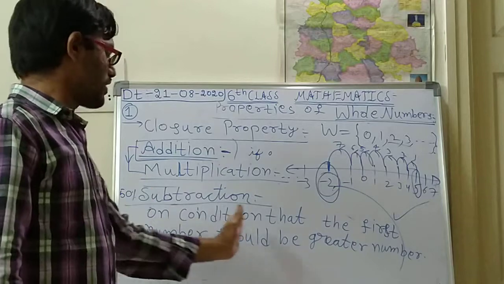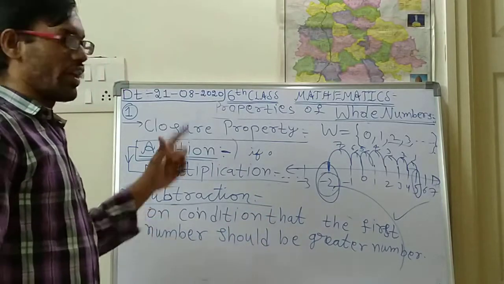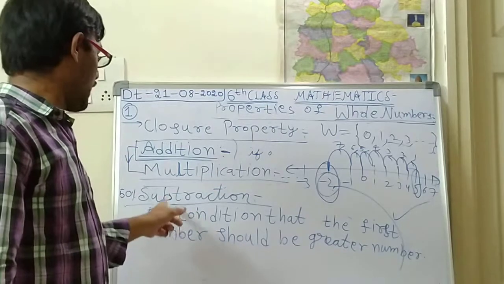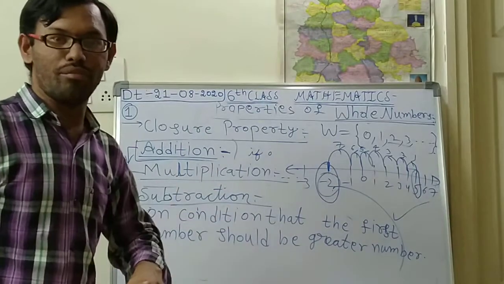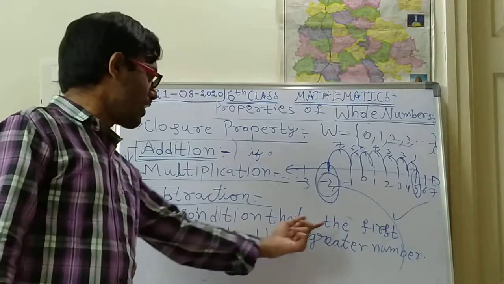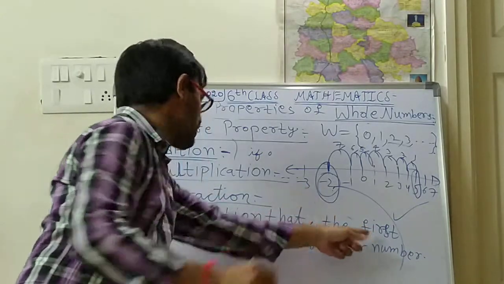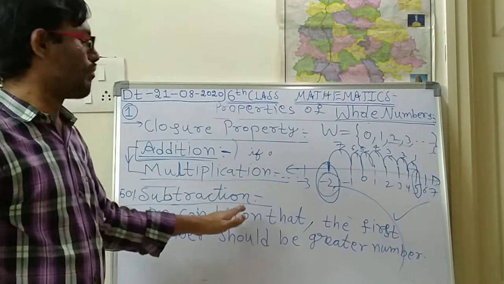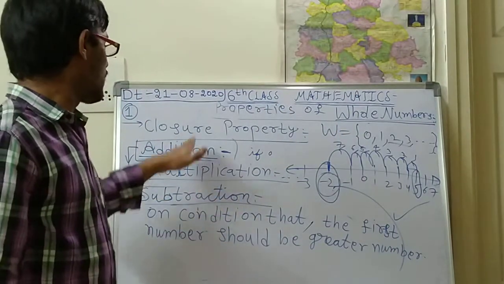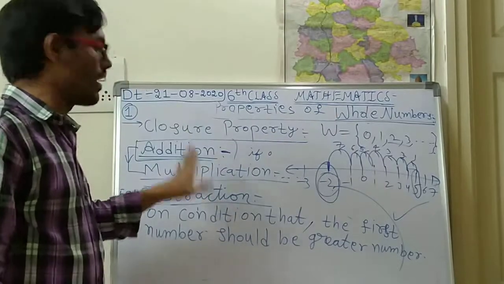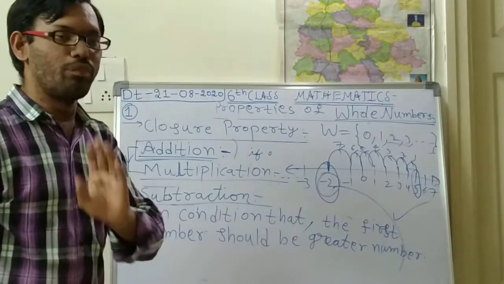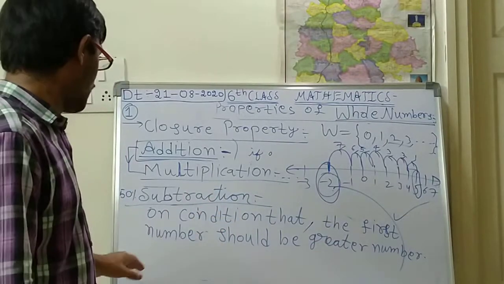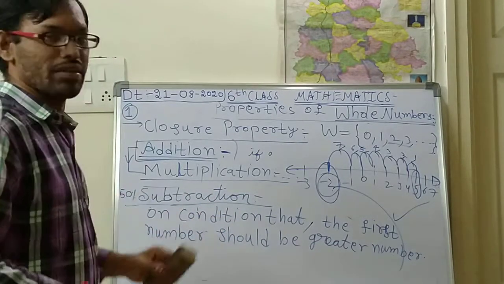Okay, so what is the statement? Once again I am saying: if A and B are any two whole numbers, then A minus B is a whole number on condition that the first number should be a greater number. This is the closure property of whole numbers under subtraction. I hope you are understanding very easily and very well. So this is about the subtraction property.